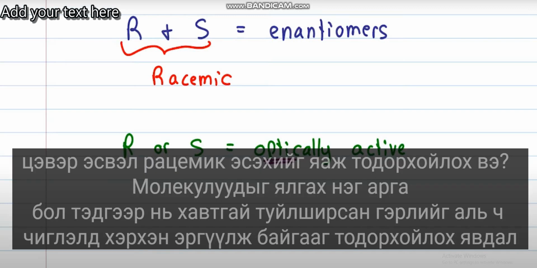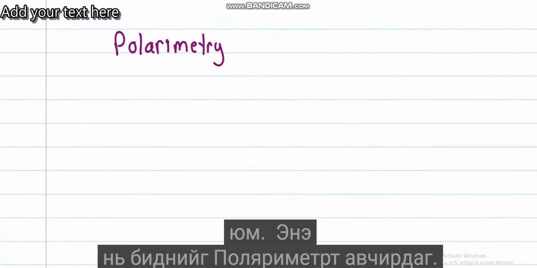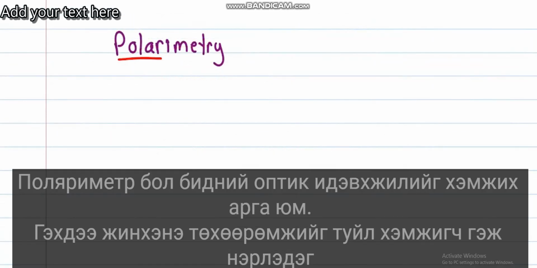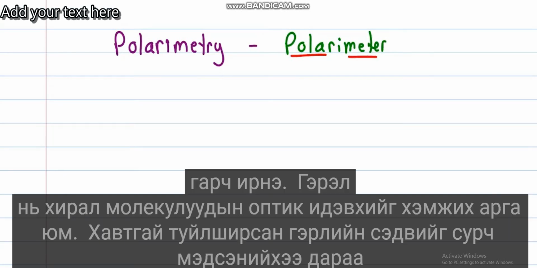One way to tell chiral molecules apart is by identifying how they rotate plane polarized light in either direction, which brings us to polarimetry. Polarimetry is how we measure optical activity, but the actual device is called a polarimeter. If you look at the word carefully, you get polar, which has to do with light, and meter, which has to do with measuring. Light is how we measure optical activity of chiral molecules.